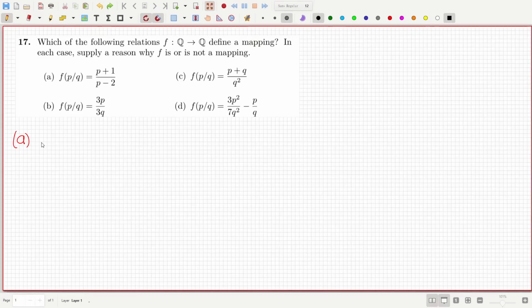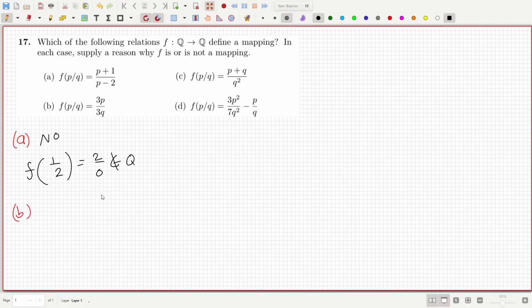Okay, so the first one is no, because if you had a fraction f, let's say 1 over 2, that would equal 2 over 0, which is not in Q. So we've fallen outside.